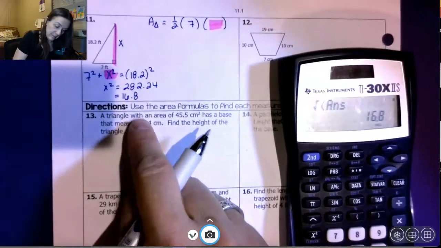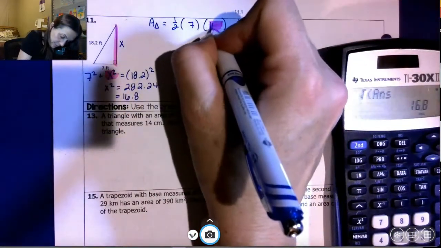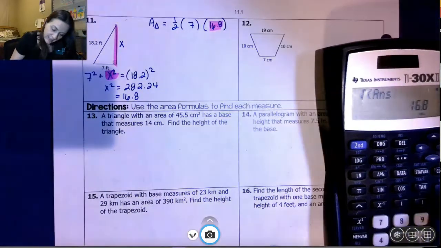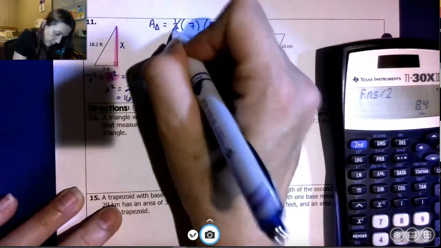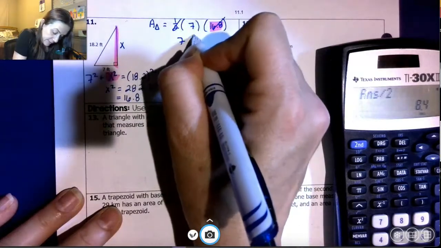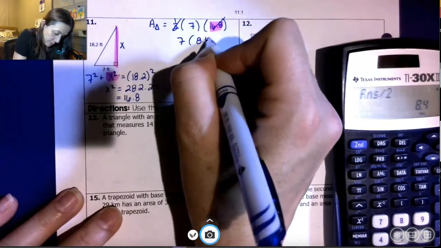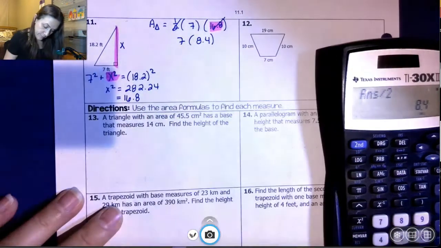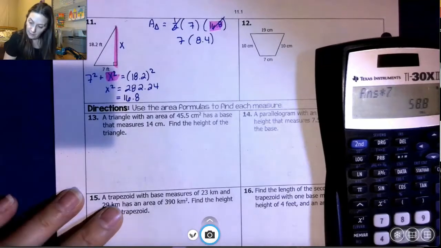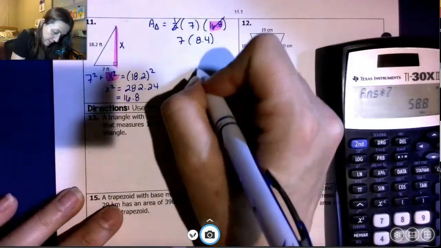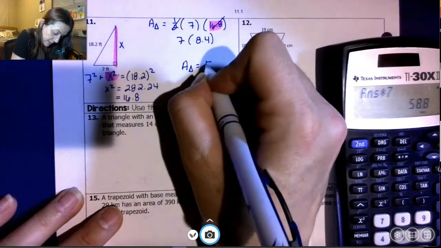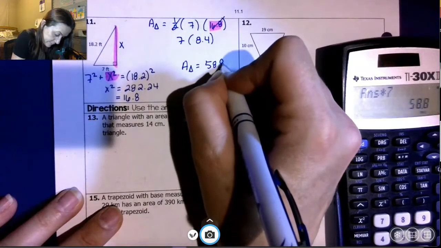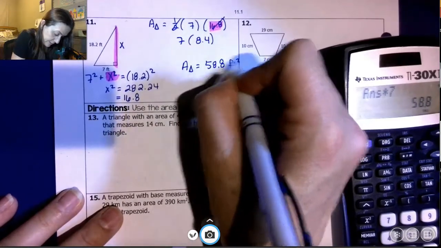Once I know x is 16.8, I can plug it in here. But that's an easy one to take half of also, which is nice. So I end up with 7 times 8.4. And I get here, area of the triangle equals 58.8 feet squared.